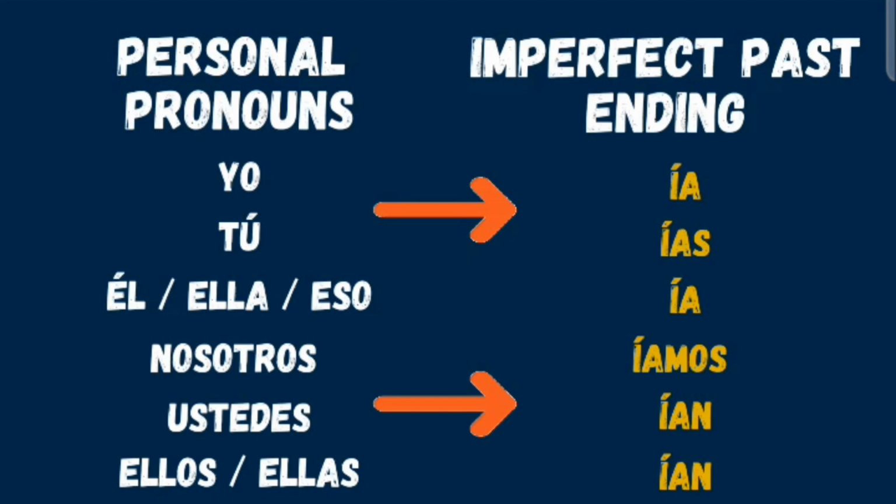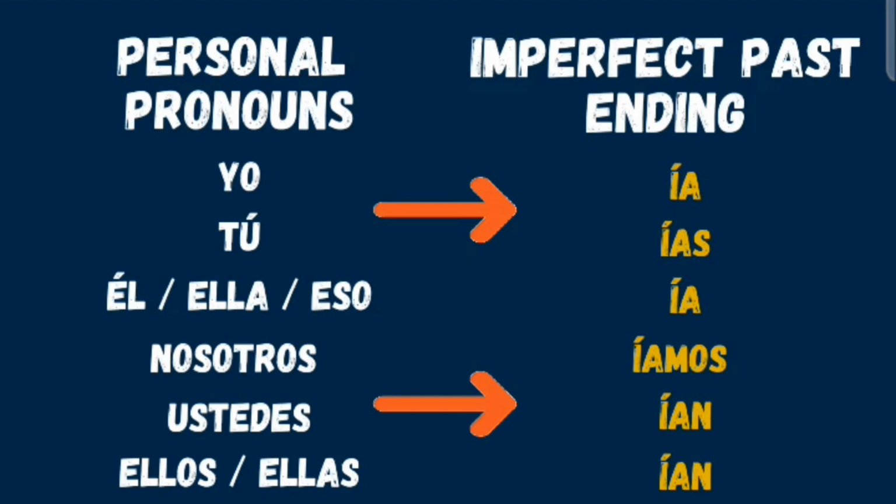The personal pronouns in Spanish are: personal pronoun I, in Spanish, yo. Personal pronoun you, tú. Personal pronoun he, él. Personal pronoun she, ella. Personal pronoun it, eso. Personal pronoun we, nosotros. Personal pronoun you in the plural form, ustedes.